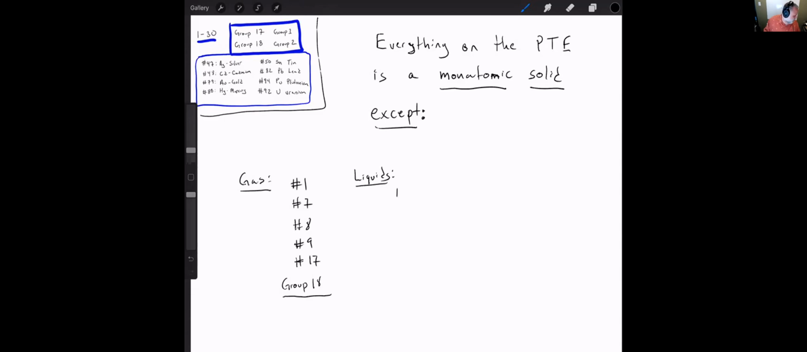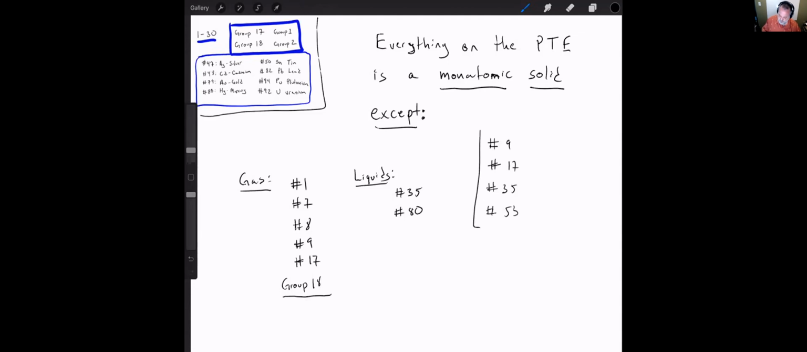Only number 35, which is bromine, and number 80, which is mercury. Yep, so chlorine and fluorine are gases. And in fact, if you look at the periodic table, fluorine is number 9, chlorine is number 17, number 35 is bromine, and then iodine is number 53.